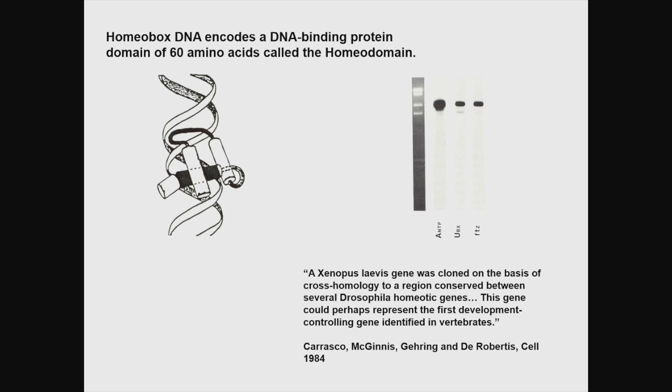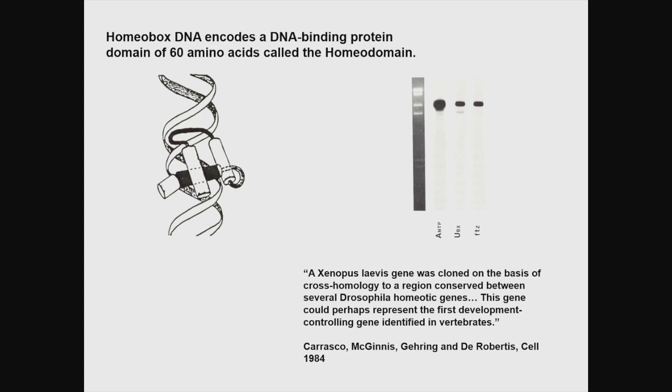And in a collaboration with Gehring, 30 years ago now, we published the isolation of a gene from the frog, and we said this gene could perhaps represent the first development-controlling gene identified in vertebrates. And in fact, it opened up the field, because before we thought that development was completely different in a fruit fly, so this was a gene from a fruit fly, and in humans.